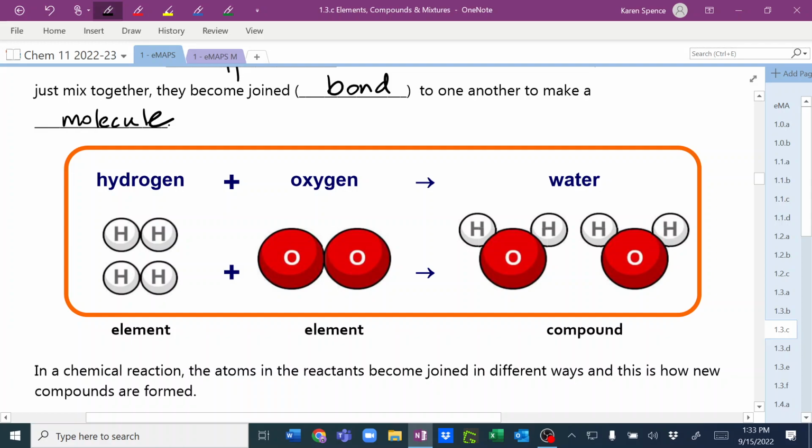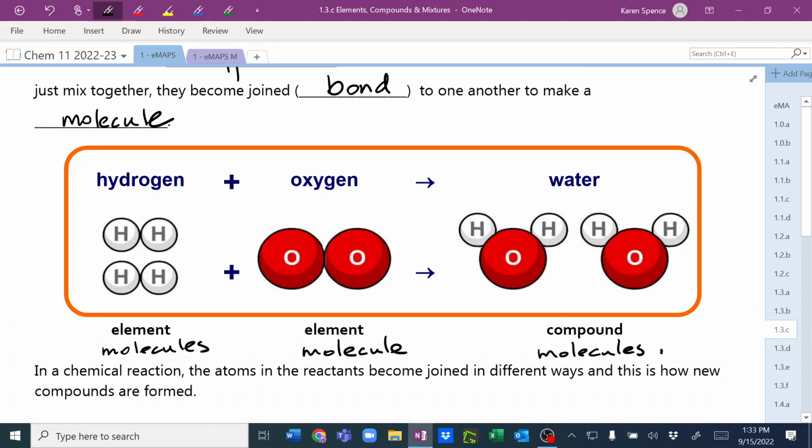This element, though, is made of molecules. This element is a molecule. And the compound water is also made of molecules. So do molecules have to be compounds? No. So if I ask you, are all molecules compounds, your answer would be no. Sometimes we have molecules of elements.